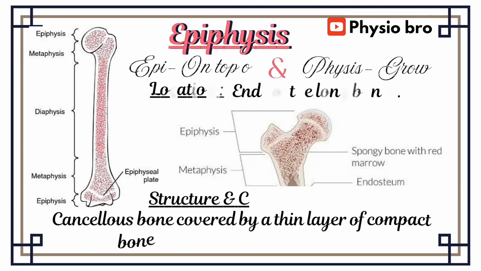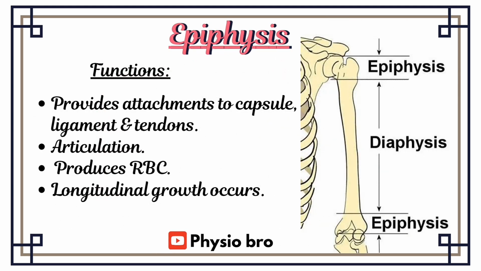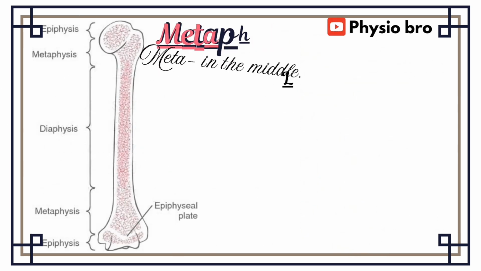Epiphysis. Epi means on the top of, and physis means growth. Epiphysis is located at the ends of the long bones. It is composed of cancellous bone, covered by a thin layer of compact bone, filled with red bone marrow. Epiphysis provides attachments to capsule, ligaments and tendons. Ends of the bones participate in articulation to form a joint. It produces RBC, and is responsible for longitudinal growth of bones.